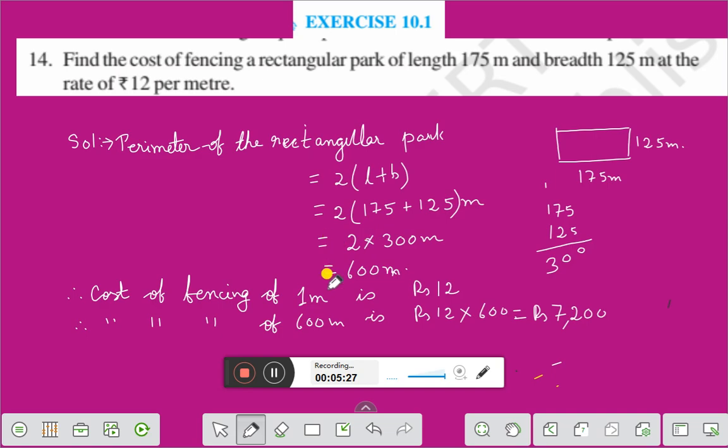That is 2 into 300, it comes to be 600 meter. And here it is given that the cost of fencing of 1 meter is rupees 12. Therefore, the cost of fencing of 600 meter is rupees 12 into 600, that is rupees 7200. This is the solution of question number 14.